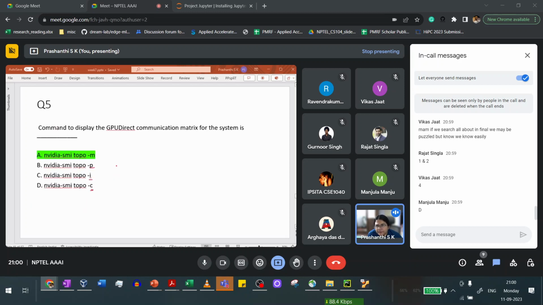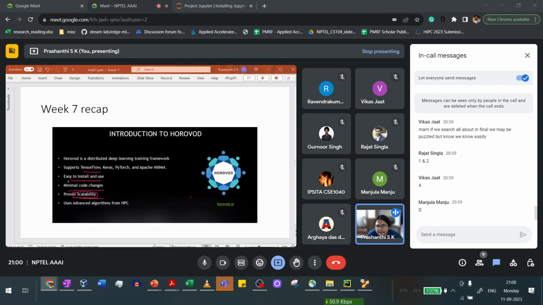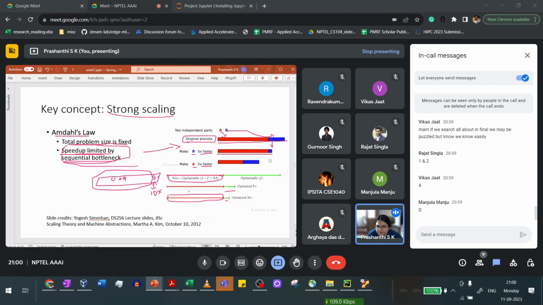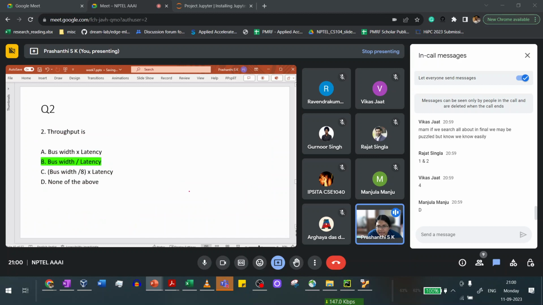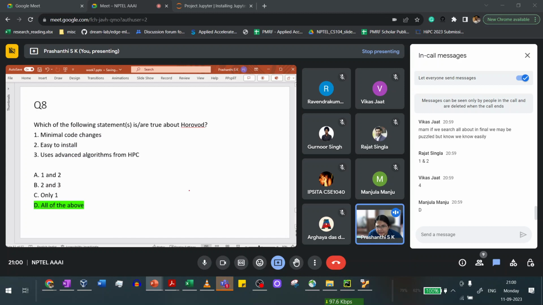If you don't remember, it's easy to install and use, minimal code changes, uses advanced algorithms from HPC. So you'll see a lot of tools and frameworks borrowing from the HPC side of things, because that's another place where communication mattered a lot. There have been algorithms and libraries like MPI in the HPC world, and some of these try to build on top of those and use existing things from them. So the right answer here is D, all of the above.